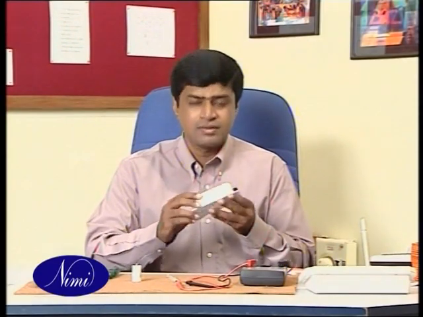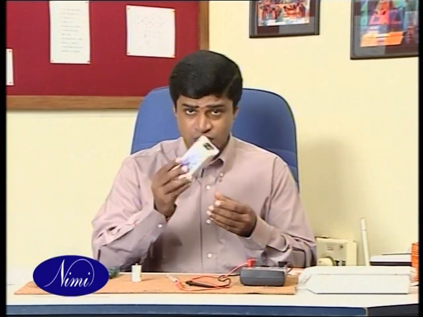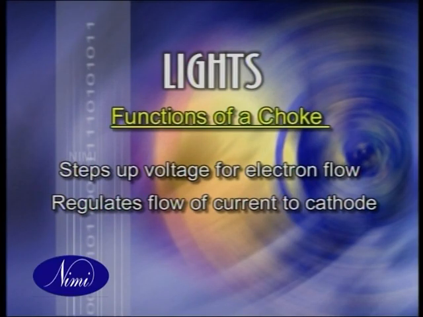A choke is basically a single winding, small transformer unit. It has two functions. Initially, it steps up the supply voltage to start the electron flow through a gas medium in the fluorescent tube. Then, while the tube is conducting, it regulates the flow of current to the tube cathodes to prevent them from burning out.